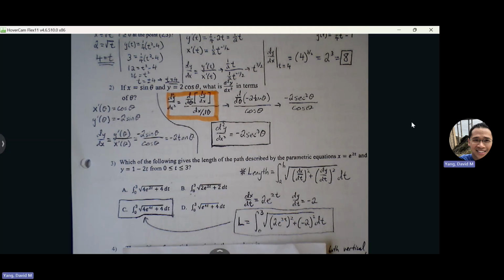Number three, we're just applying parametric arc length formula. So find x prime, find y prime, and just fit it into that arc length formula.